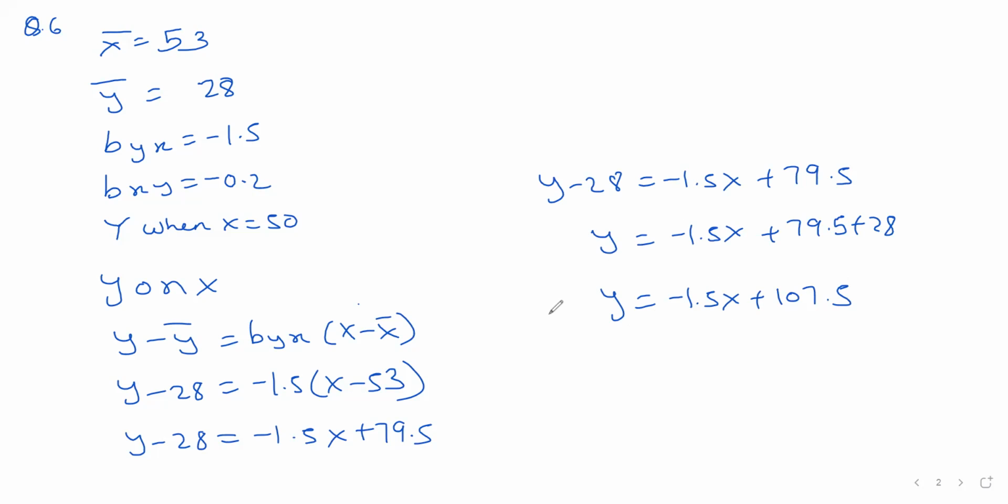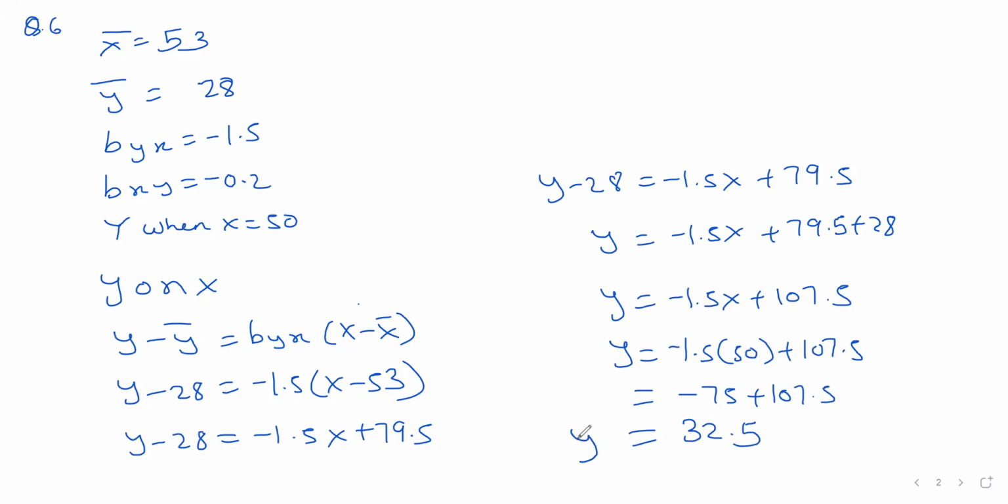If x is 50, then y will be minus 1.5 into 50 plus 107.5, which is minus 75 plus 107.5. Answer is 32.5. So y is 32.5 when x is 50. This is your question number 6.